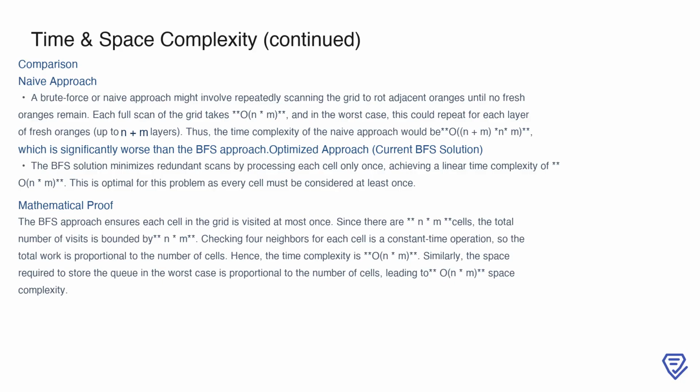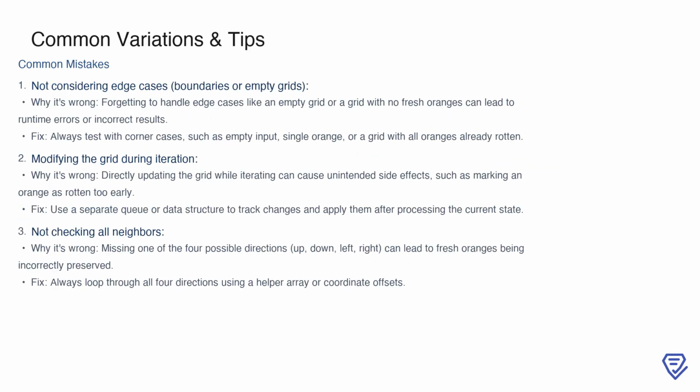The optimized BFS approach ensures that each cell is processed only once, achieving a linear time complexity of O(n*m), which is optimal since every cell must be considered at least once. Mathematically, the BFS approach guarantees that the total number of visits is bounded by n*m, with constant time neighbor checks for each cell. This ensures both the time and space complexities remain O(n*m), making this approach the most efficient solution for the problem. When working on the rotting oranges problem, there are a few common mistakes to watch out for.